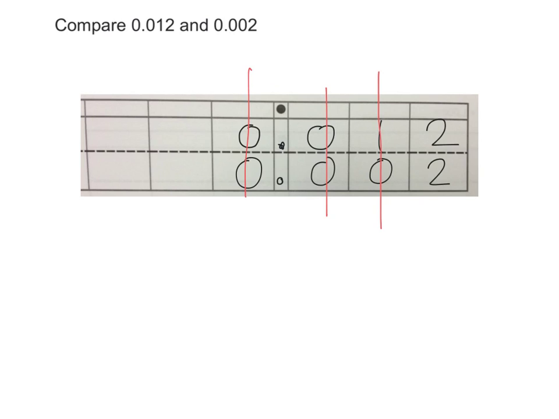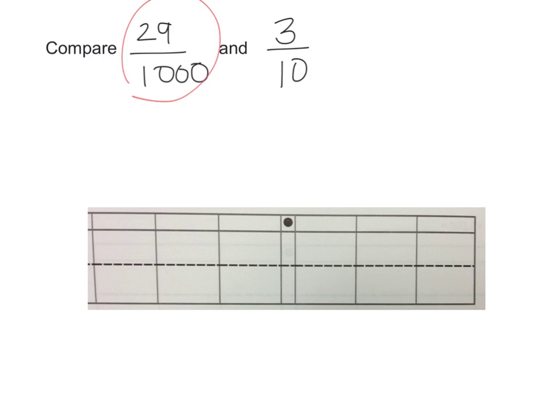Which one has more value? 100. So which number is bigger? 12 thousandths or 2 thousandths? 12 thousandths. So we can write that by writing 12 thousandths is greater than 2 thousandths. So if we know that this first fraction is 29 thousandths, let's write that into our place value chart. 29 thousandths.